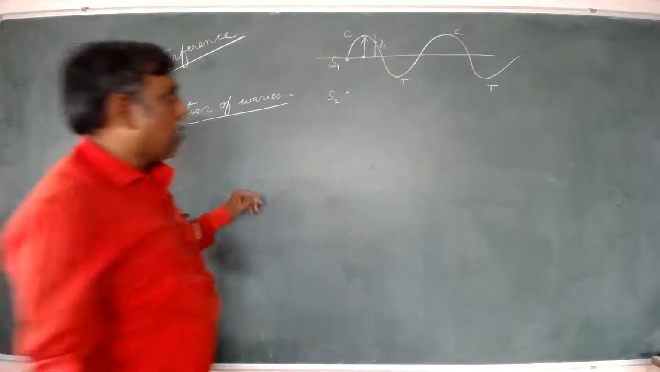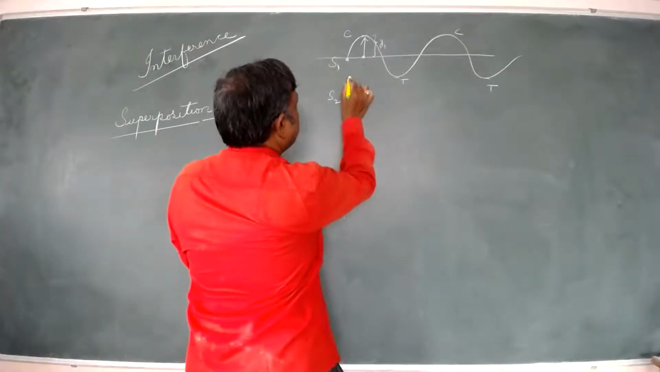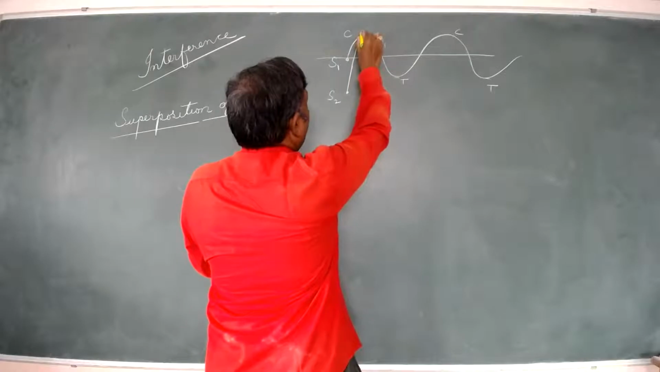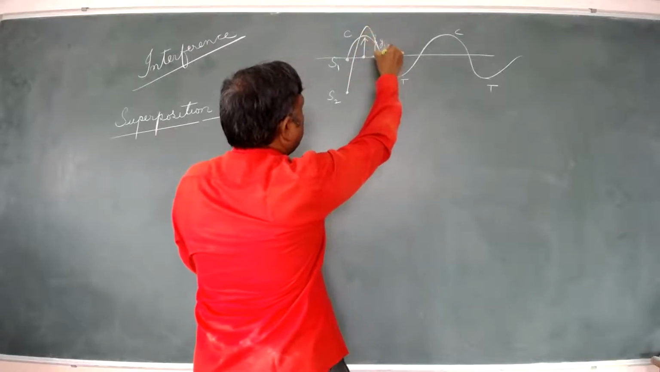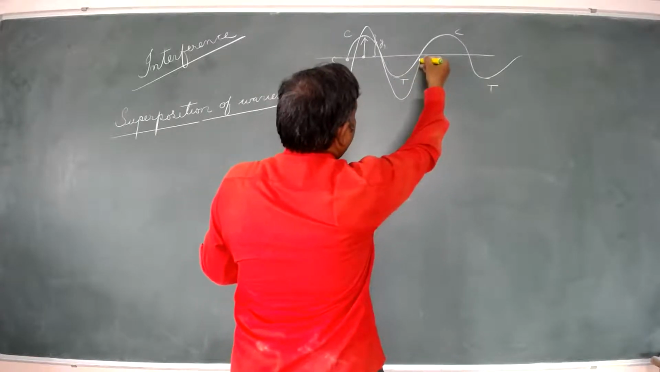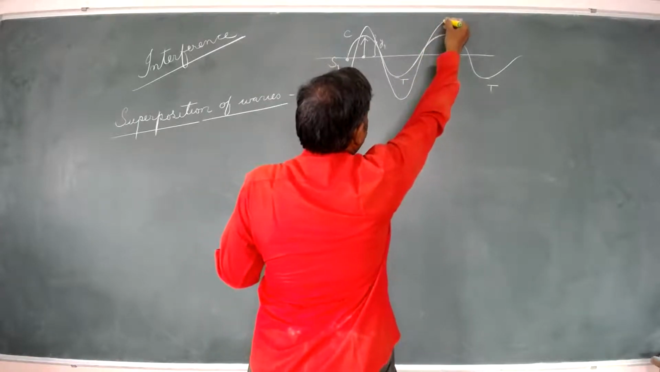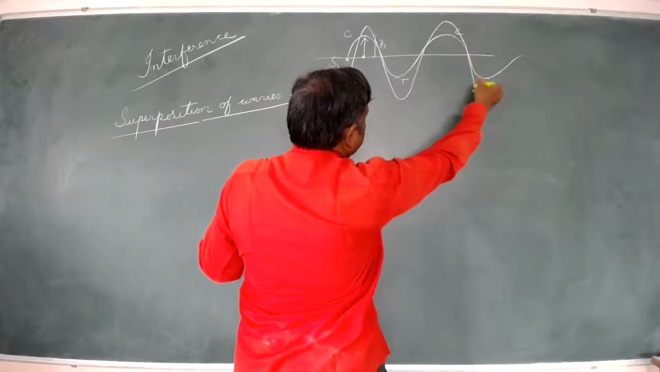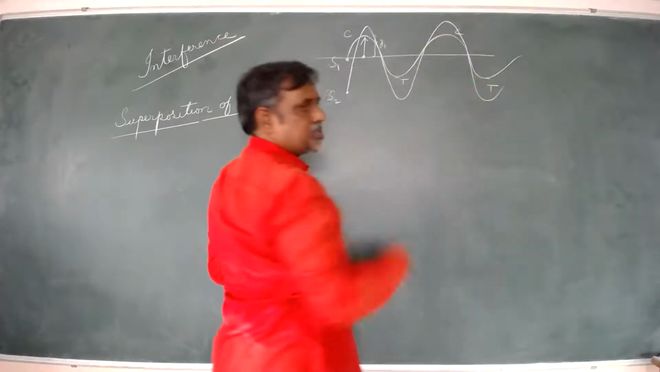Remember. Then what happens over here? The crest of the second wave is falling on the crest of the first wave. The trough of the second wave is falling on the trough of the first wave. Like this, the mixing of these two waves takes place.